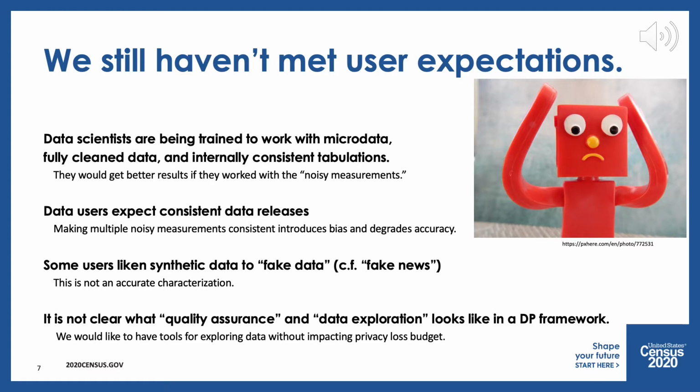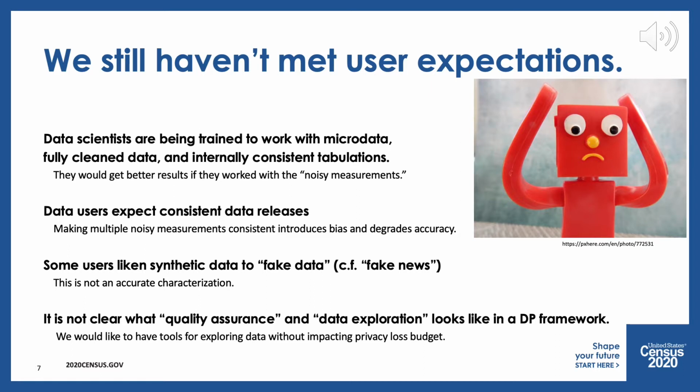Here's the most important slide. Despite all the work we've done, we still haven't met our users' expectations. That's because data scientists are being trained to work with raw data, and they would probably get better results if they learned how to work with the direct results of differential privacy. Data users expect consistent data releases. We can make our data consistent, but that introduces much more error and degrades accuracy more than if we were to release just the raw differential privacy measurements.